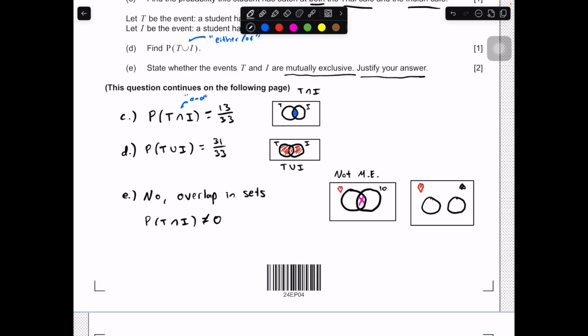I can reach into a hat and draw a 10 and a heart. That's not impossible. But I can't get a heart and a spade. So mutually exclusive means there's no overlap. This is P, let's say heart and spade, for example, equals 0. That's how we know it is mutually exclusive, because one and the other cannot happen. It's impossible. And that's mutually exclusive.